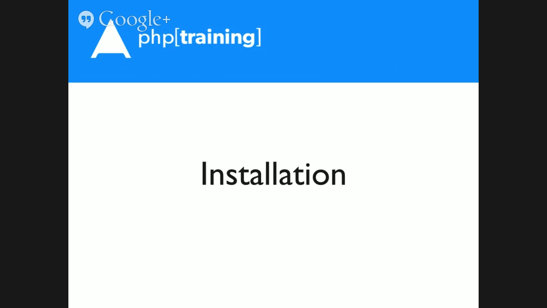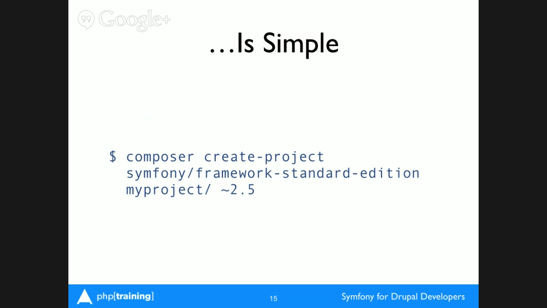So let's talk briefly about how you install Symfony, just so you can follow along at some point. It's actually really simple. You just run this command: Composer create-project, symfony/framework-standard-edition, and then whatever your project name is, and then make sure the version number, in this case 2.5. And that will take Symfony 2.5 and stick it in there. It'll be in a source directory, which then has web and app, and underneath that are the main directories for your actual application.